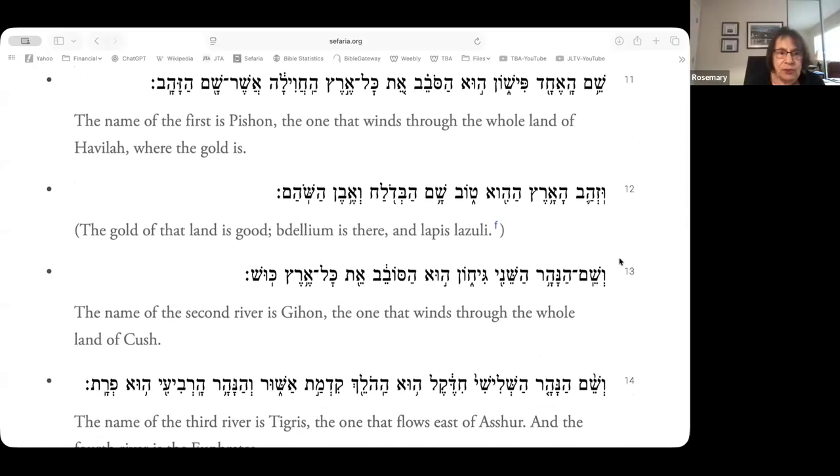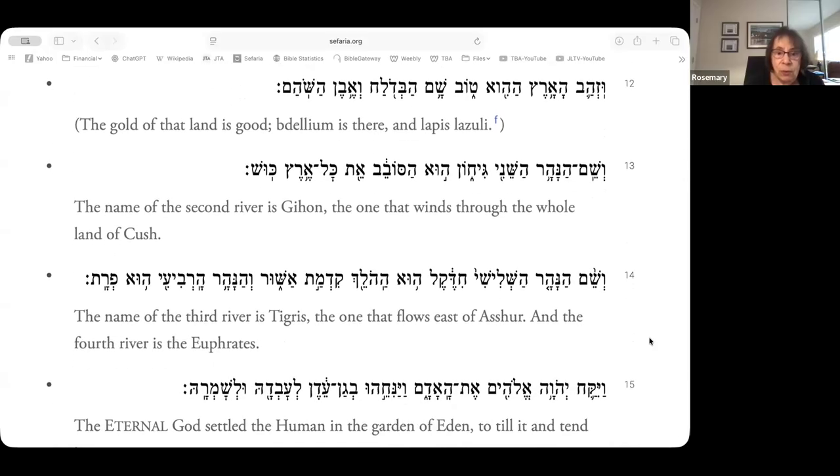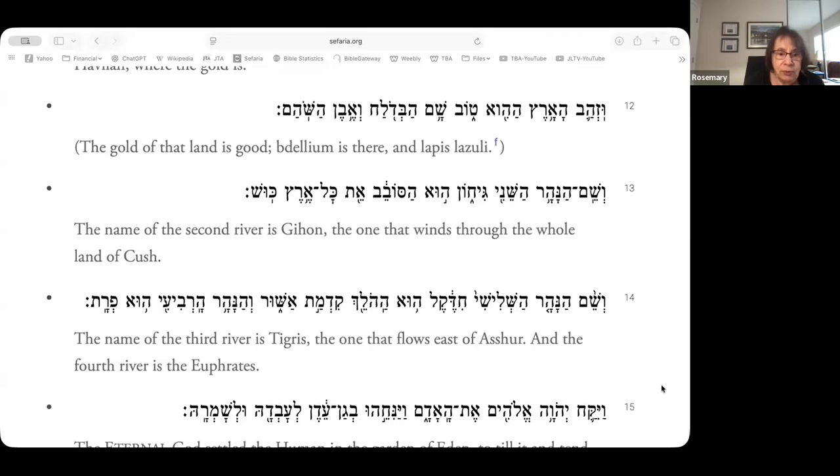The name of the first is Pishon, the one that winds through the whole land of Havilah, where the gold is. The gold of that land is good. Bdellium is there, and lapis lazuli. The name of the second river is Gihon, the one that winds through the whole land of Cush. The name of the third river is Tigris, the one that flows east of Ashur, and the fourth river is the Euphrates. Yeah, so this is a story of the rivers of the world, the key rivers of the world.